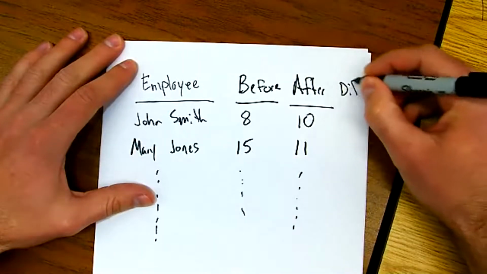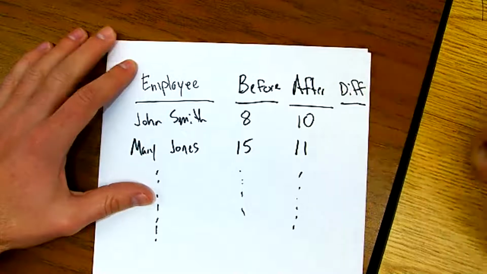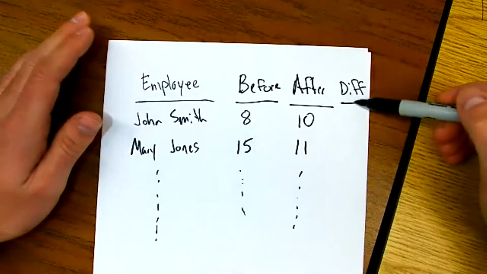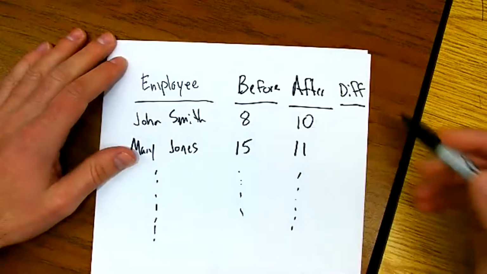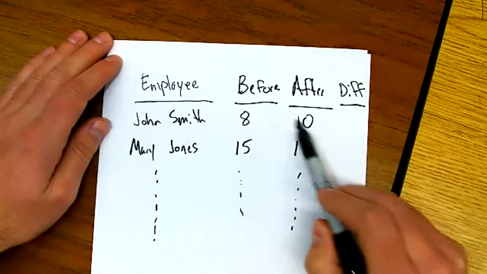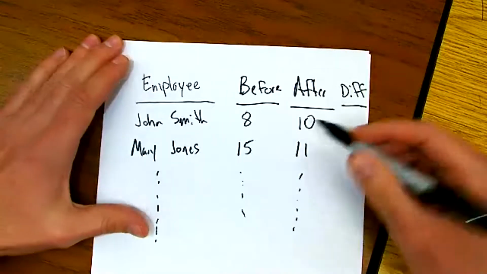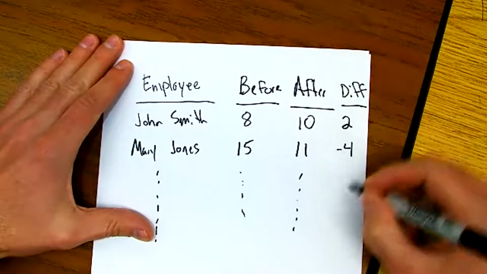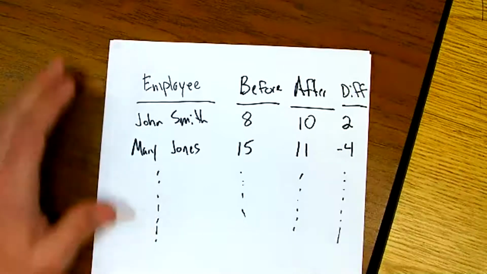So what I'm going to do is create this difference variable, a new variable which is the difference between the before and after. So after minus before, like how much did productivity change? Well, for John, it went up by 2. Mary, it went down by 4. I would then do this for every employee.